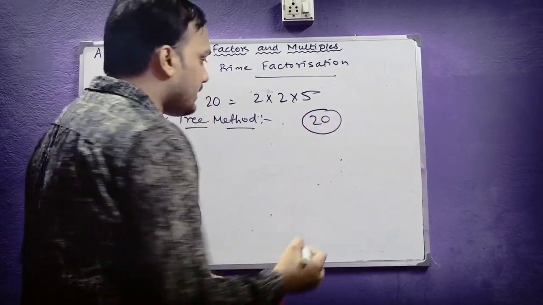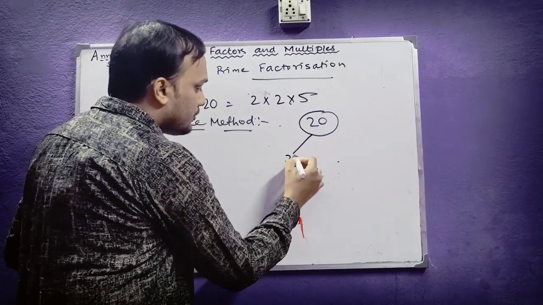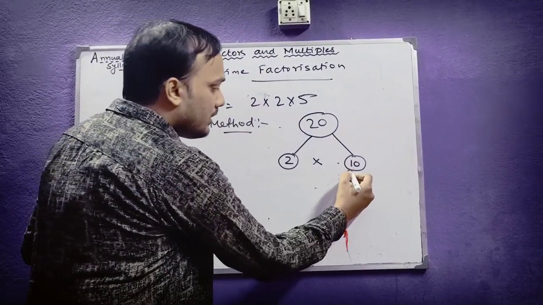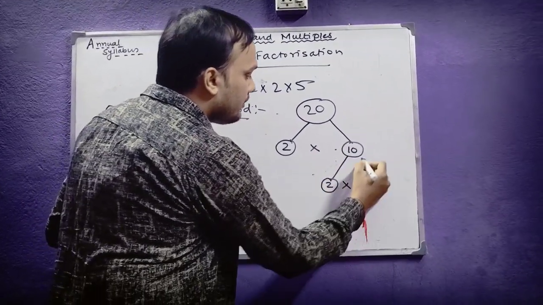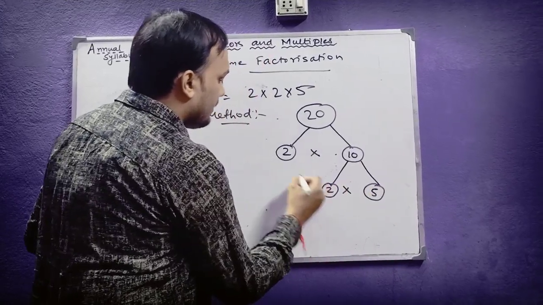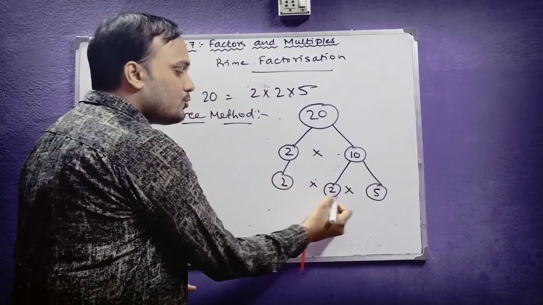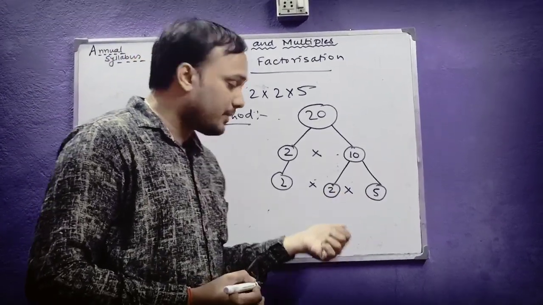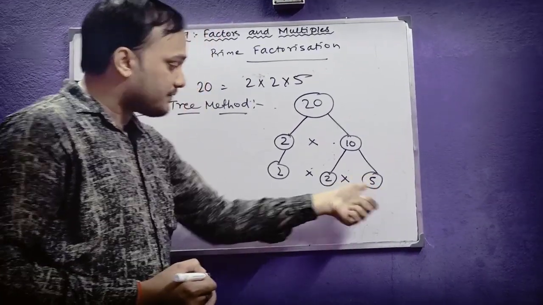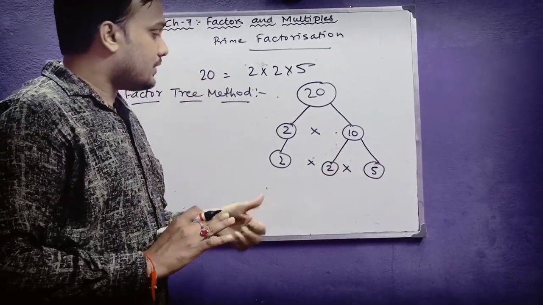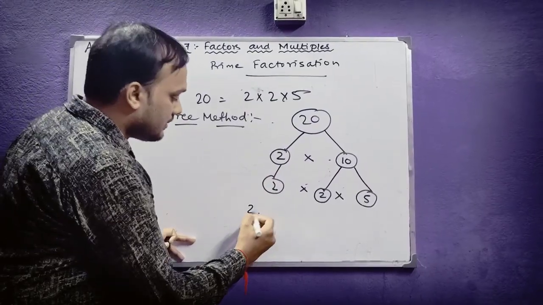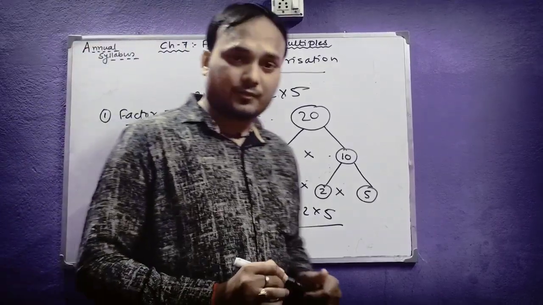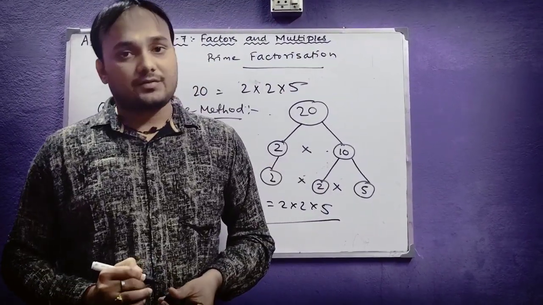Circle this number 20, and this 20 can be expressed as 2 into 10. Now 10 can be expanded more. 10 will become 2 into 5, and this 2 will come down. Since 2, 2 and 5 are all prime numbers, we will end here. Why will we end here? Because this cannot be expanded more, as 5, 2 and 2 are all prime numbers. So 20 can be expressed as 2 into 2 into 5, which is the prime factorization of 20, and the process is called the factor tree method.